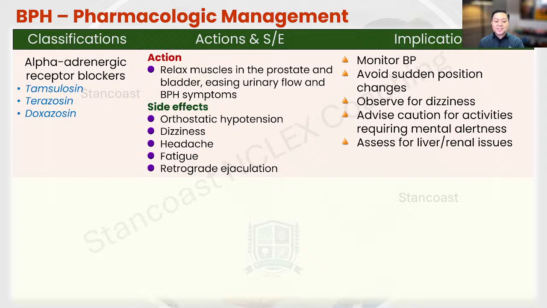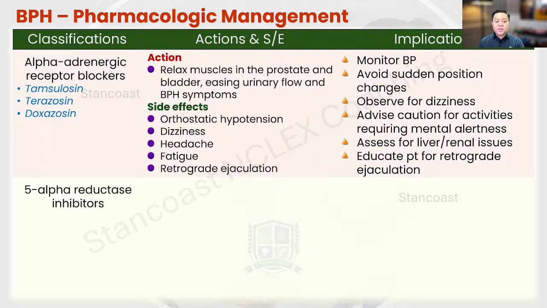Now, we are going to assess the patient's liver and the renal issues as well, because they tend to affect the liver and also the renal functions. And also make sure that you are going to educate the patient about retrograde ejaculation. This is something that should be talked about with their medical provider. Maybe there's something else that they can do for this patient.